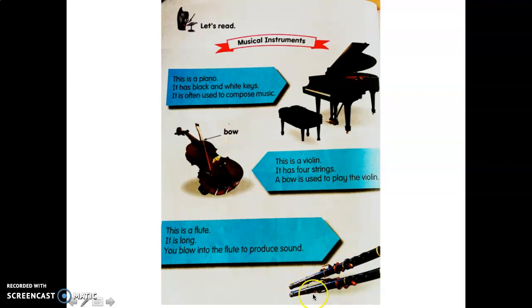Okey, seterusnya. This is a flute. It is long. You blow into the flute to produce sound. This is a flute. It is long. You blow into the flute to produce sound. Okay. Ini ialah apa? Betul. Ini ialah seruling. Dalam bahasa Melayu, flute ialah seruling.